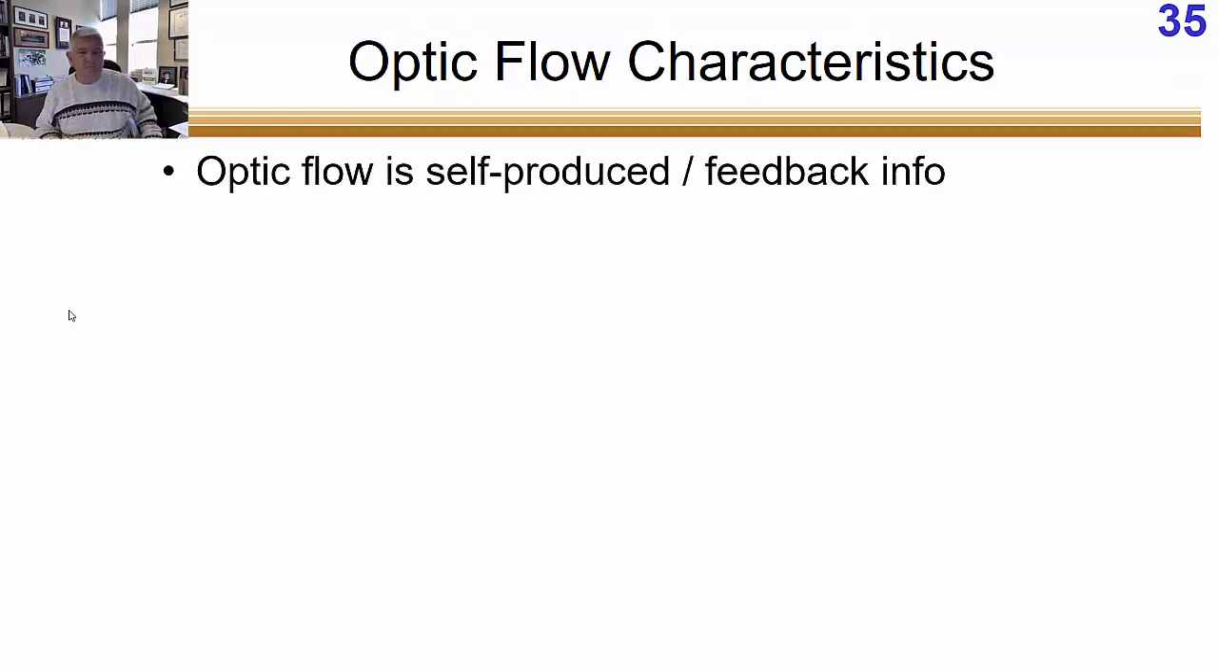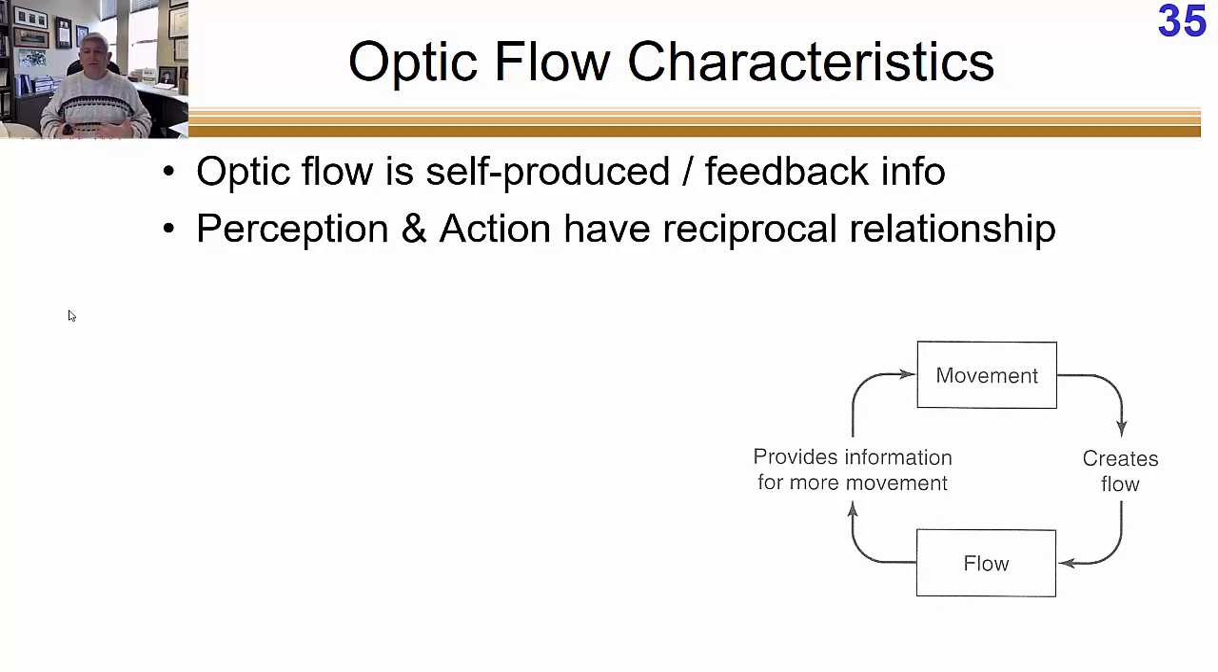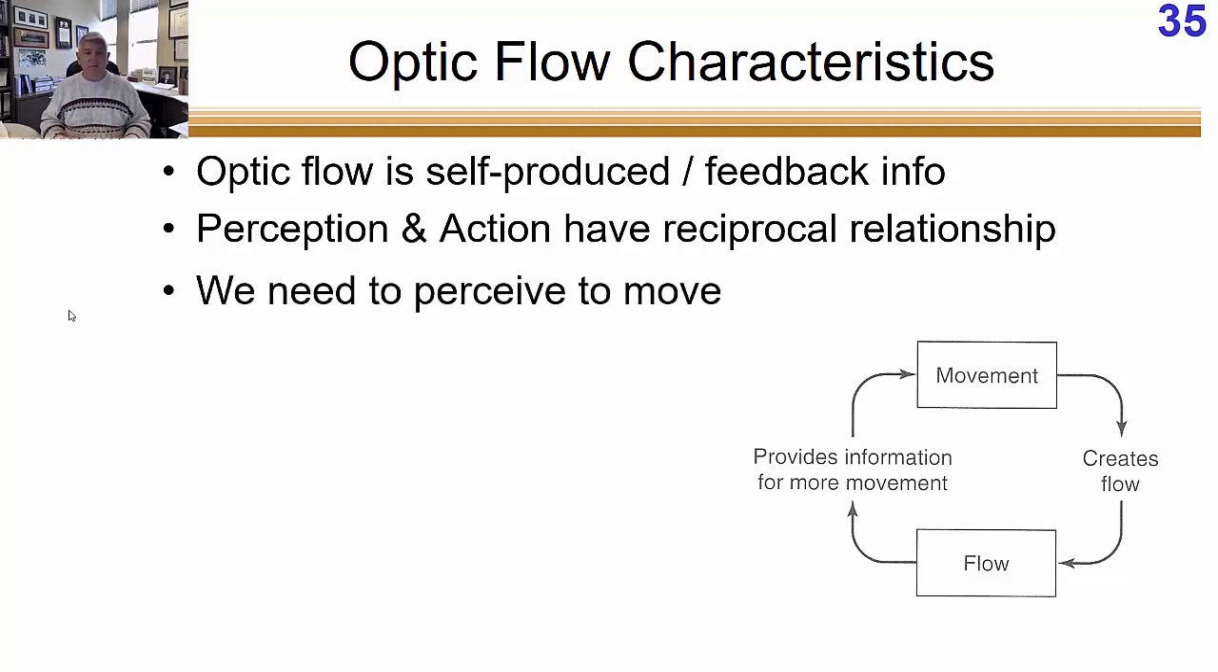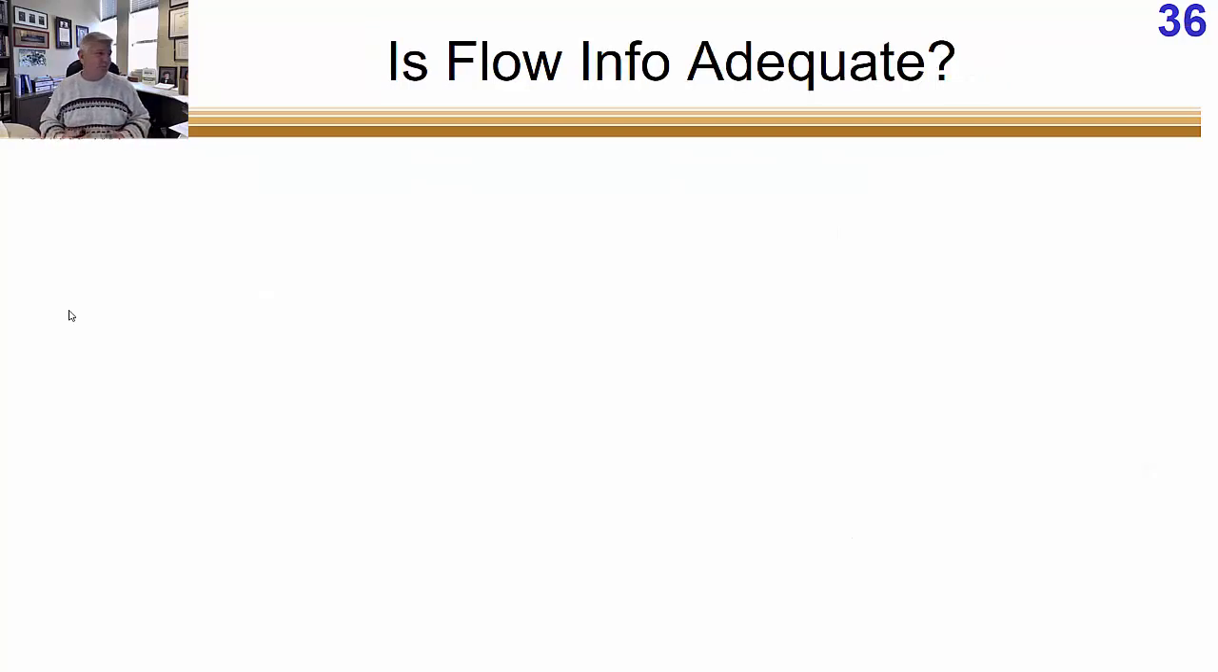All right, so optic flow is produced by us moving through the environment. And it also gives us feedback information for us to make correct movements through the environment, right? So we have this perception and action relationship. The action of movement creates optic flow. Optic flow in turn informs our movement patterns, right? So we need to perceive to move, but we also need to move to perceive.